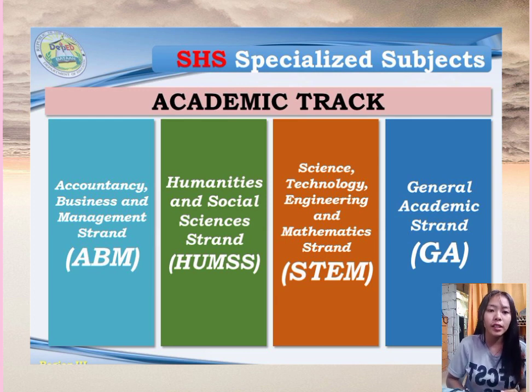So what do these strands mean? ABM stands for Accountancy, Business, and Management strand. HUMSS stands for Humanities and Social Sciences strand. STEM stands for Science, Technology, Engineering, and Mathematics strand. And the last one is the GAS, which is the General Academic strand.